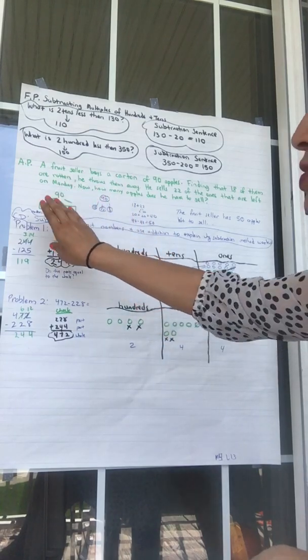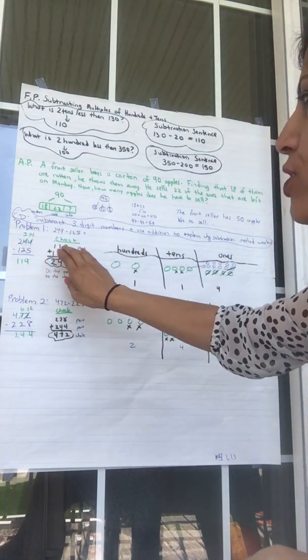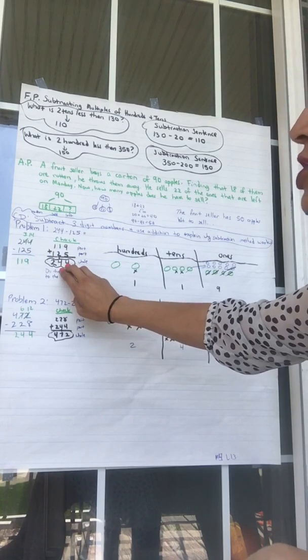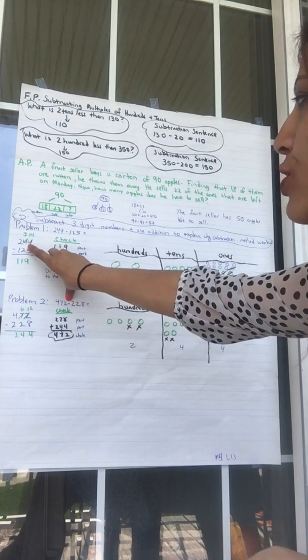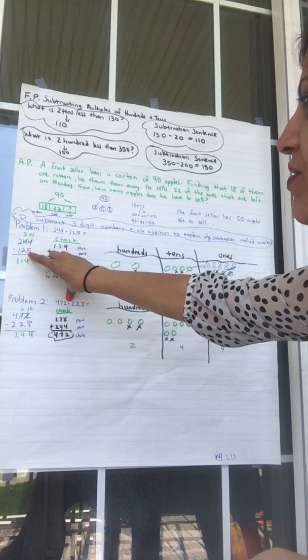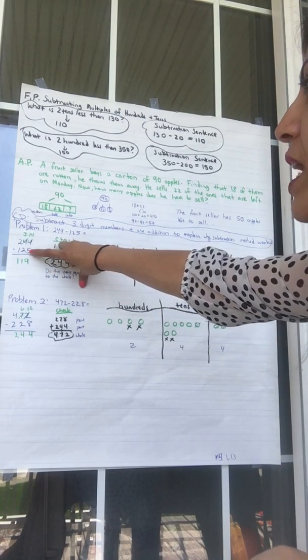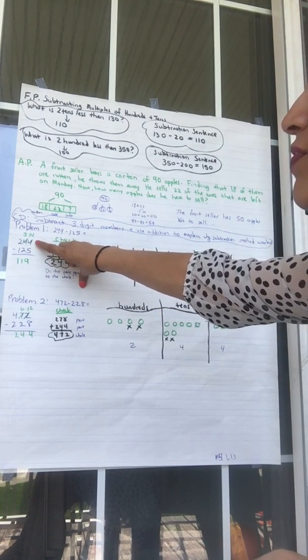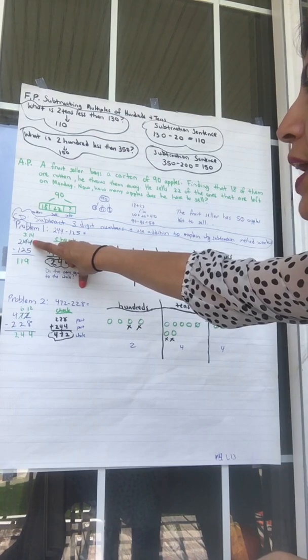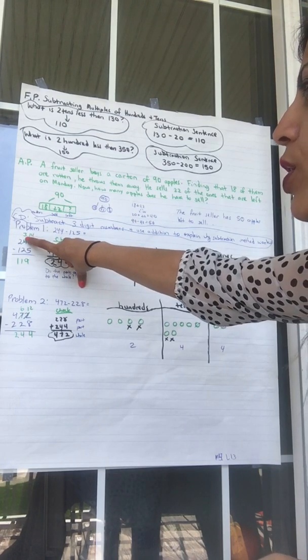I'm going to now check using the vertical way, and then I'm going to check again using the addition way. Okay? So let's look at this. We have 244 minus 125. So here's your 4 ones and you minus 5 ones. Do you have enough? No, we don't. Alert, alert, right? Cross, cross, transform, transform.